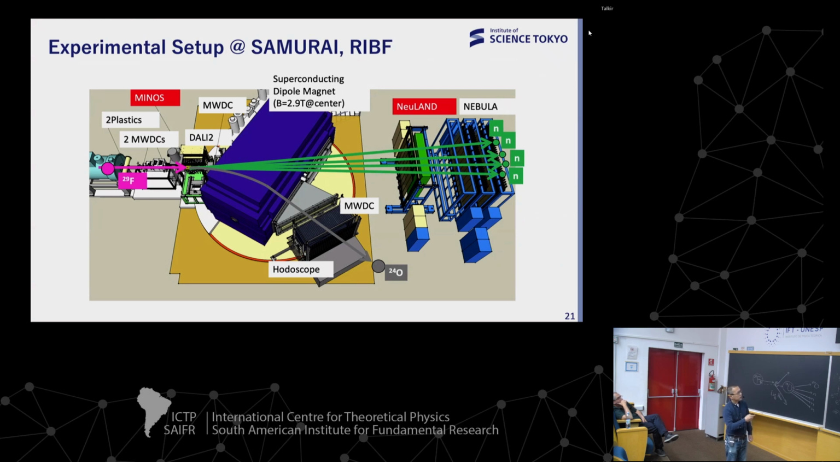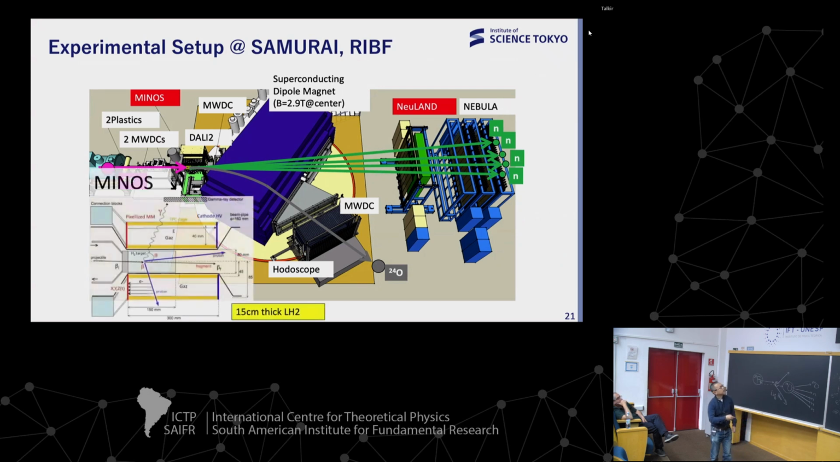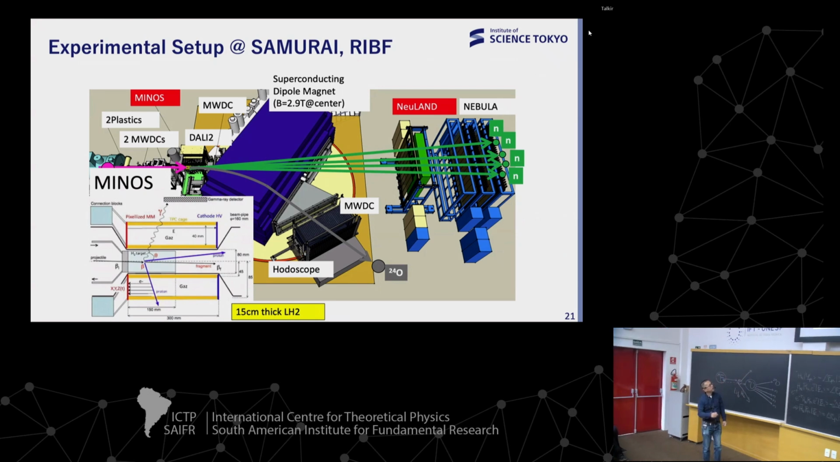Okay. So there were some tricks here. One is the target. We used the MINOS target, it's called. So the MINOS target is a liquid hydrogen target, but 15 centimeters, so this thick, okay? This is very thick, actually. But the trick is that it is surrounded by the time projection chamber. The time projection chamber can measure the recoil proton here.